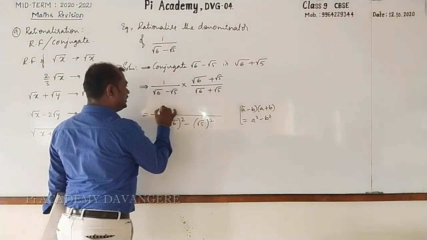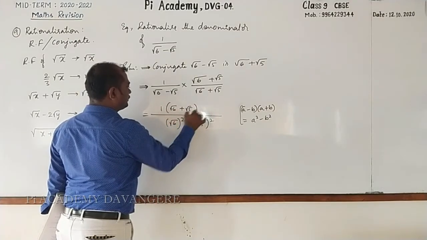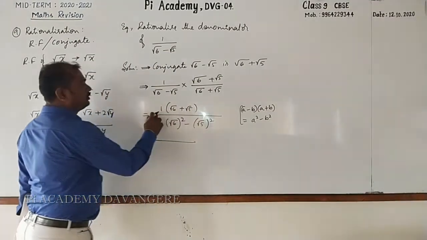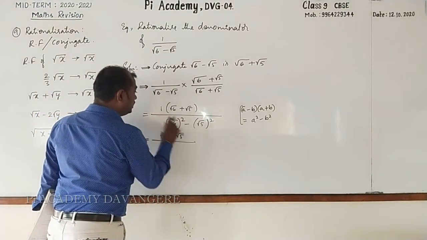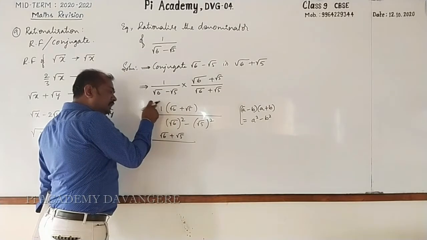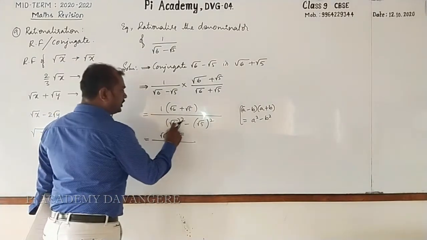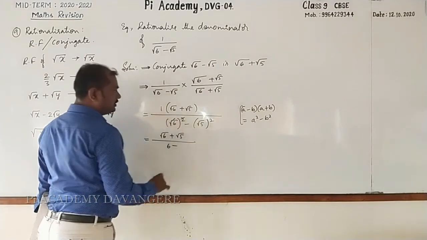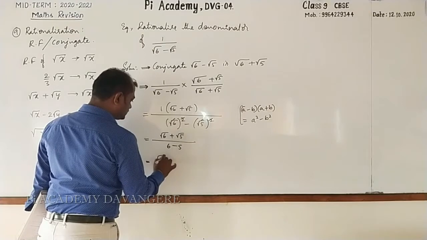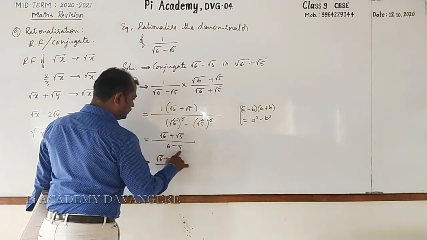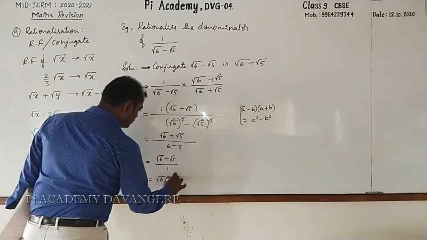Numerator, you may write this as 1 into root 6 plus root 5. When you multiply 1 with any number, you get the same, root 6 plus root 5. If other numbers are there, leave that as it is till the end, because there is a chance of cancellation. What is root 6 whole square? It is 6. Minus root 5 whole square, it is 5. Root 6 plus root 5 by, what is 6 minus 5? 1. It is root 6 plus root 5.